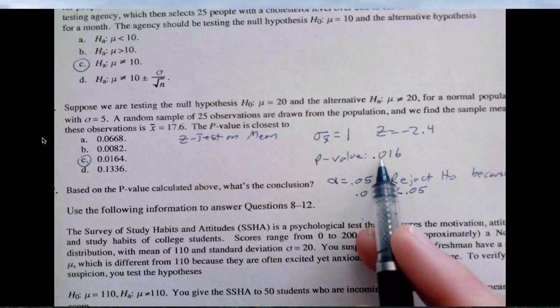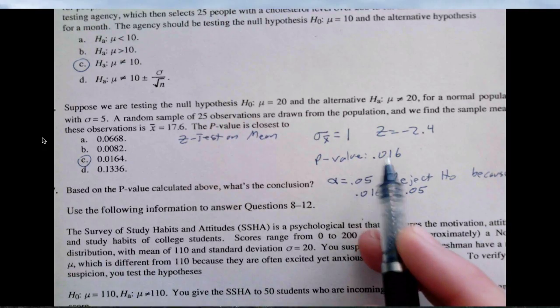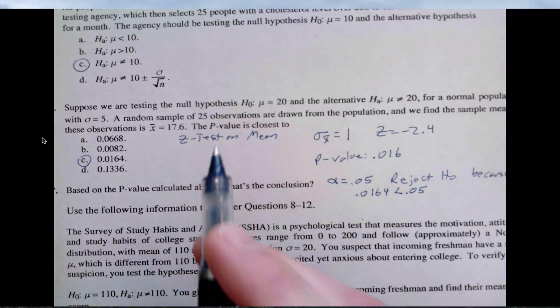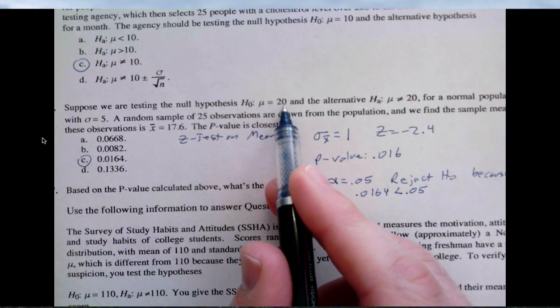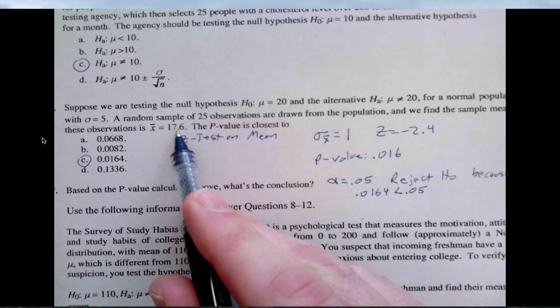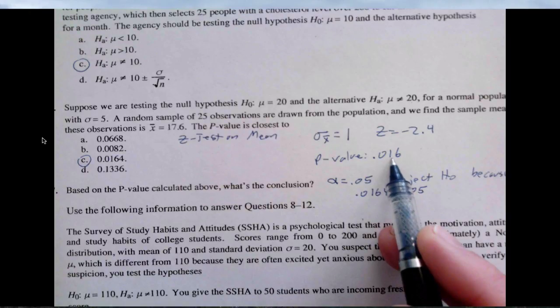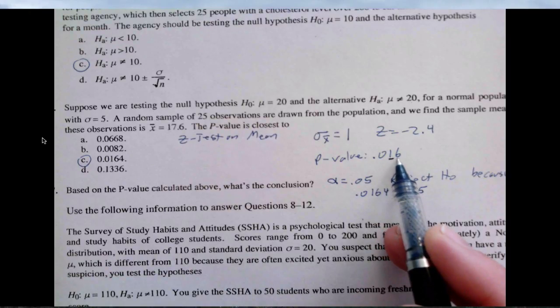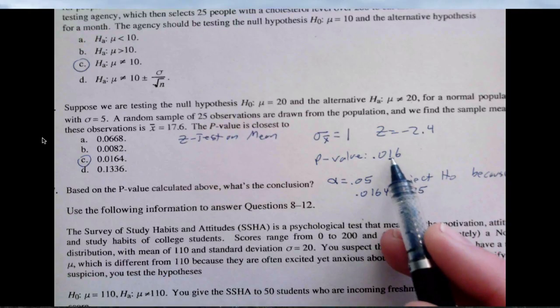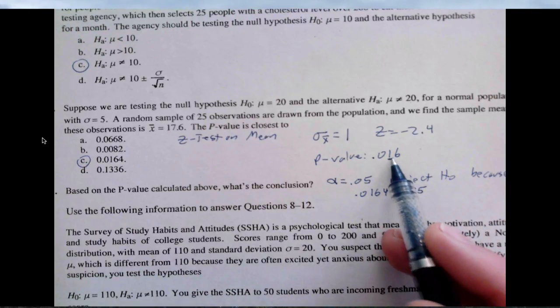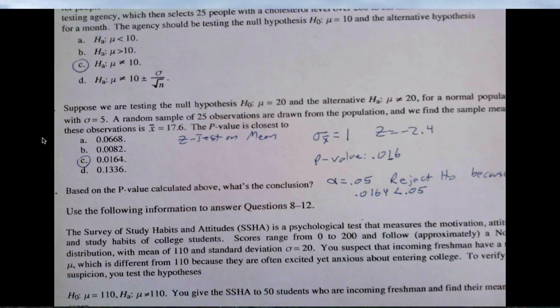Let's go over to the meaning of the p-value really quick. All right, so what this is telling us is if the null is true, so if the mean is truly 20, the chance of x bar showing up this far away is only 1.6%. So if we're testing at a 5% alpha level, then we would reject anything that's below 5%. This is 1.6%, therefore we reject.